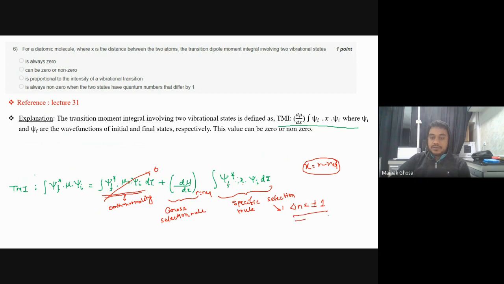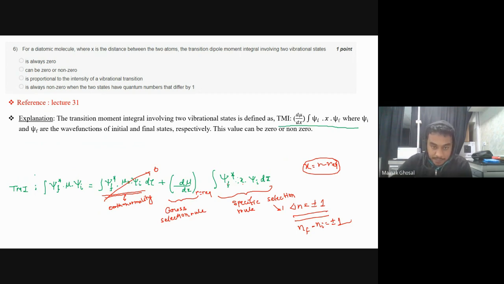So where does this selection rule come from? The selection rule tells us under which condition this will be non-zero. This transition moment integral is non-zero, and it was found that this happens for delta n equals plus or minus 1, that is, n of f minus n of i equals plus or minus 1. Under this condition, this is non-zero. So what is written is that it is always non-zero when these two states differ by quantum number 1. Yes, that is correct.